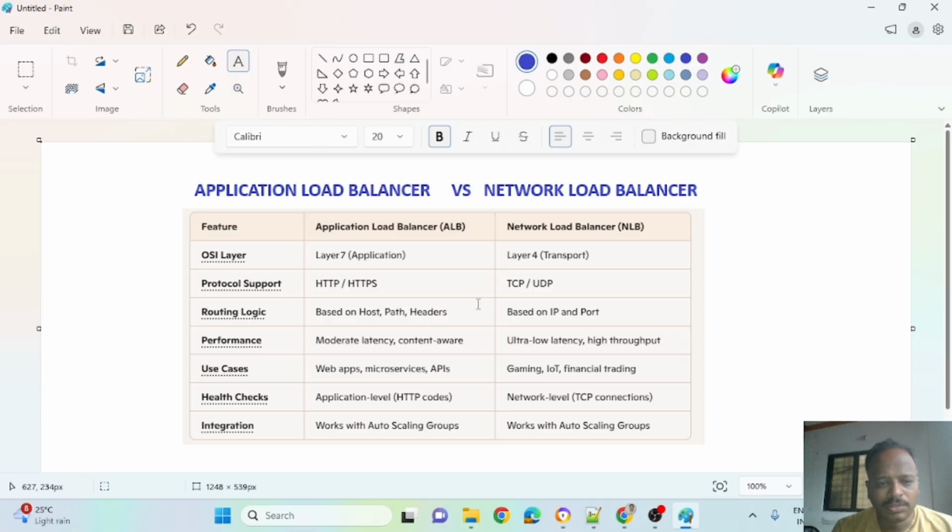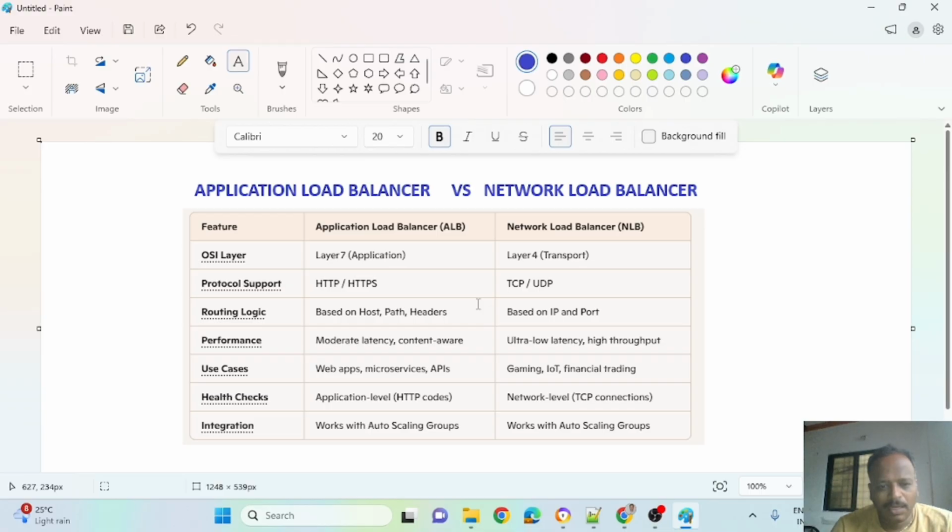The protocols supported by the application load balancer are HTTP and HTTPS, and the protocols supported by the network load balancer are TCP and UDP. Routing logic: for the application load balancer, routing is based on host and paths, and for the network load balancer, routing is based on IP and port number.